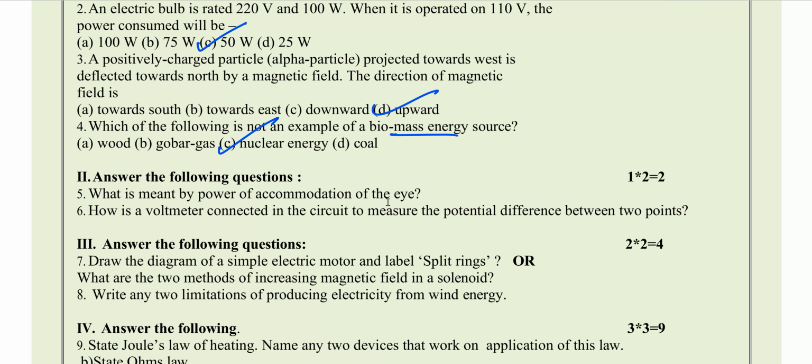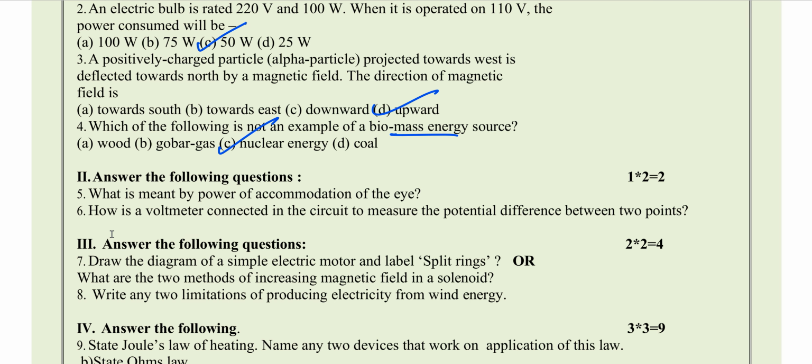But now here the question is, what is power of accommodation? You are supposed to write: the ability of the human eye to see nearby and distant objects clearly by adjusting its focal length is called power of accommodation of the eye. Concepts are clear?